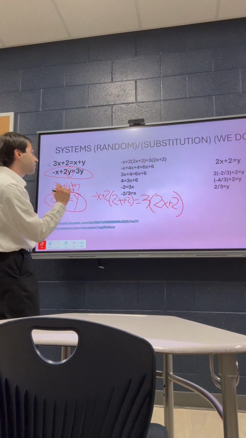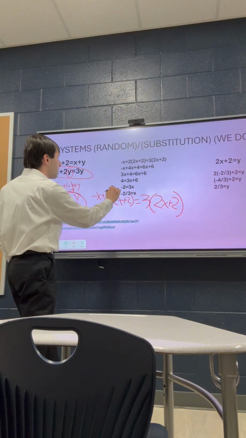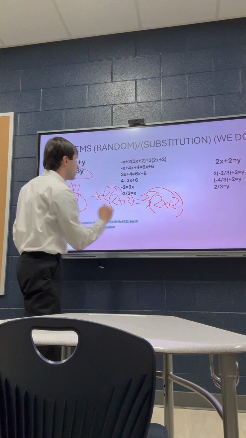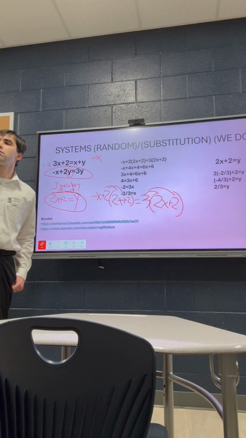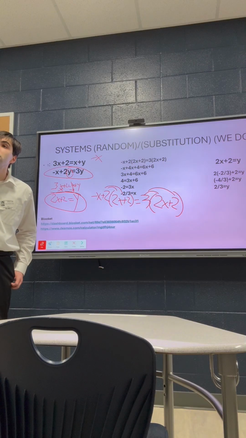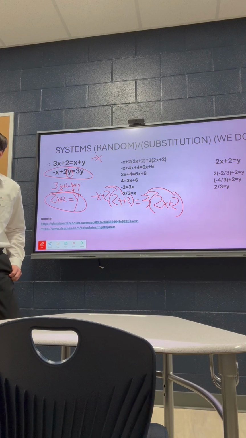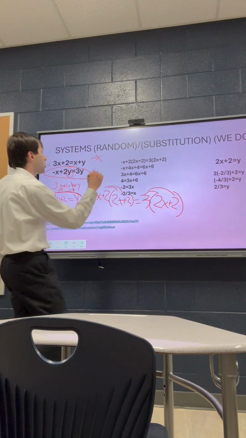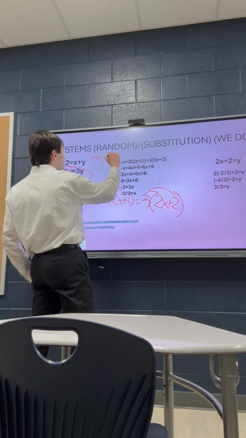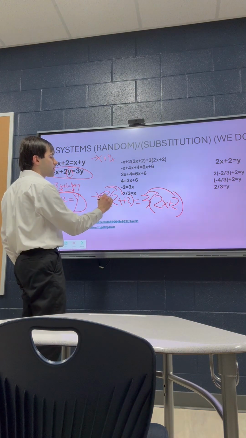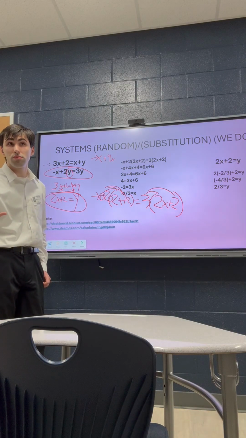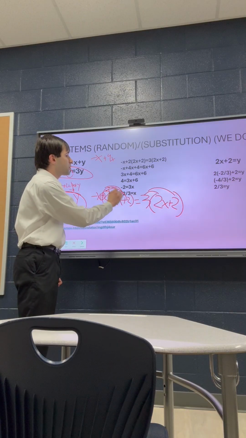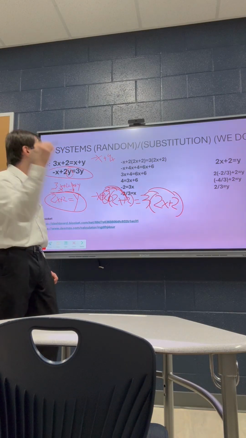We have to distribute, of course. We get negative x. What is 2 times 2x? 4x, good. Plus 4x, it's a plus because we're dealing with positive, and here is another positive. What is 2 times 2? 4, good.